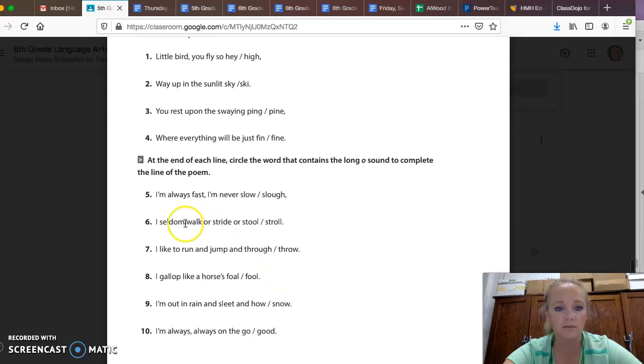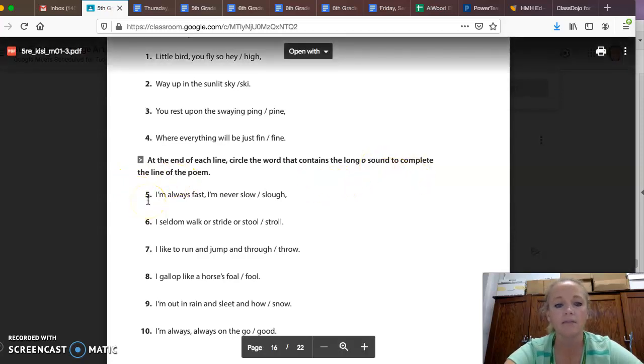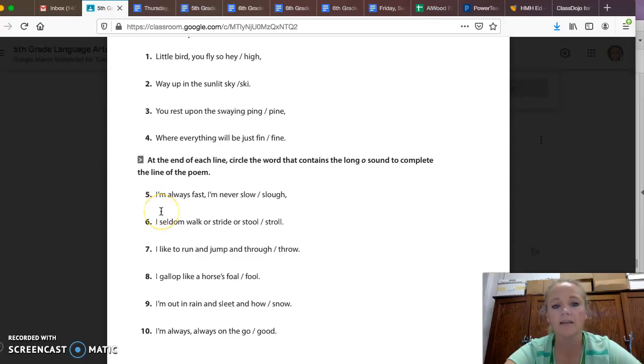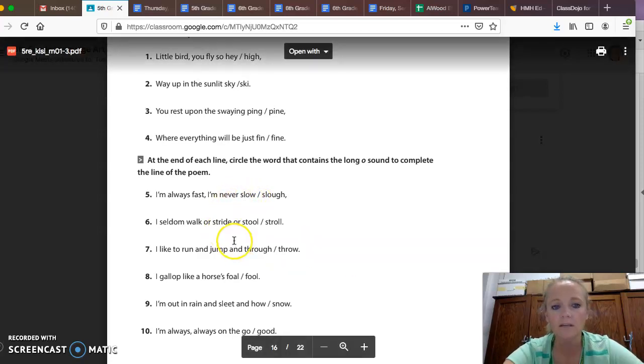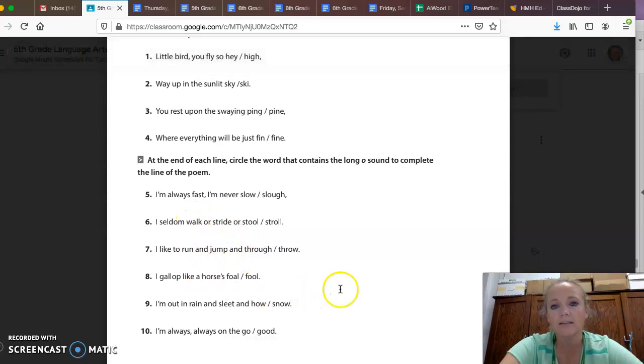Then the second set of directions says, at the end of each line, circle the word that contains the long O sound to complete the line of the poem. Line 5 says, I'm always fast, I'm never slow, or slew, I think is how you say this word. So I would circle slow because it has the O-W O sound. And do 6, 7, 8, 9, and 10 the same way.